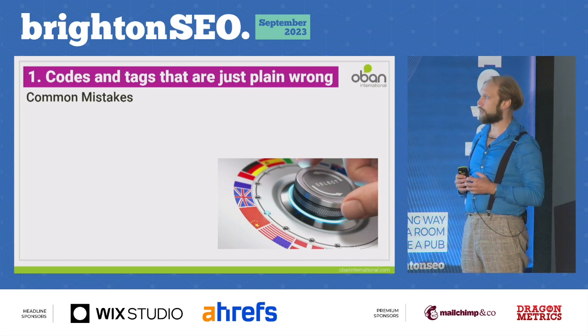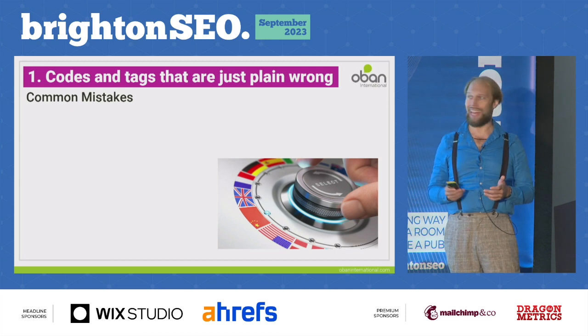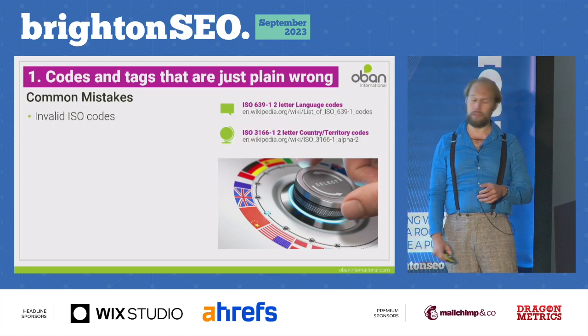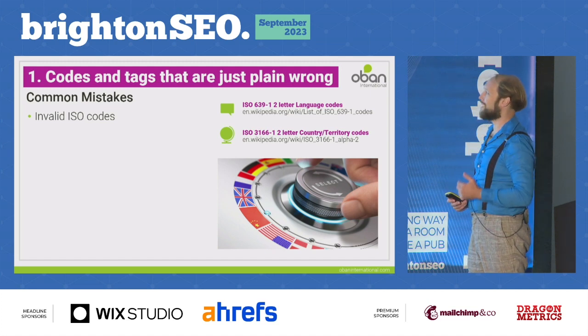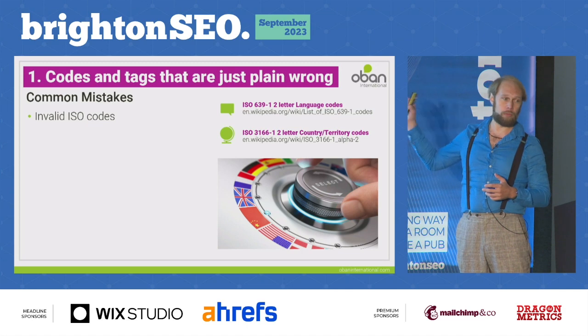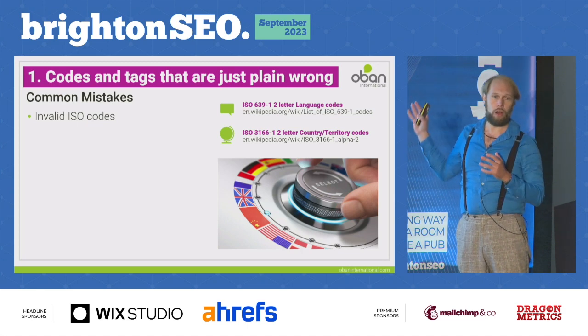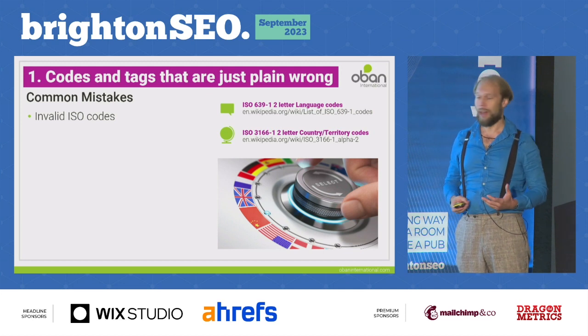And this is where a lot of people fall down. There's a lot of common mistakes that we see again and again. So you have to have the right codes within these tags. That's 2-letter language codes and 2-letter country codes that come from these international standard lists of codes. You can't make up codes, you can't use codes from anywhere else, but people do.